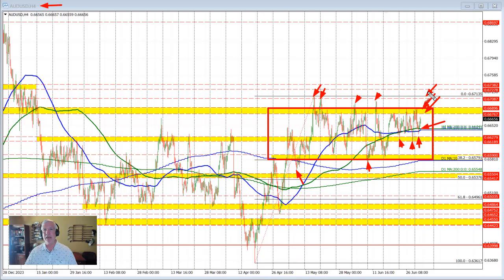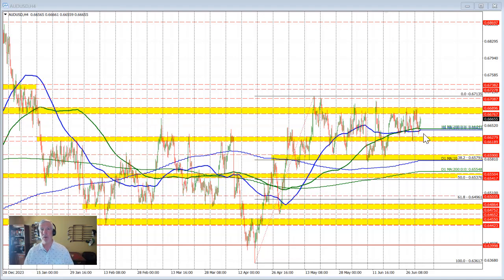If the price were to get above the 0.66896 level and stay above that level, that would be more bullish for this pair, and we could see further momentum in the upward direction for the Aussie versus US dollar. Conversely, if the price were to move back below the 100 and 200 bar moving averages and stay below that level, then the sellers would be more in control.